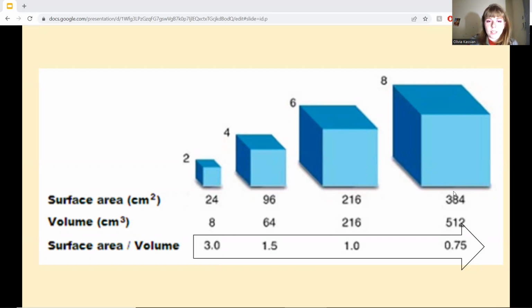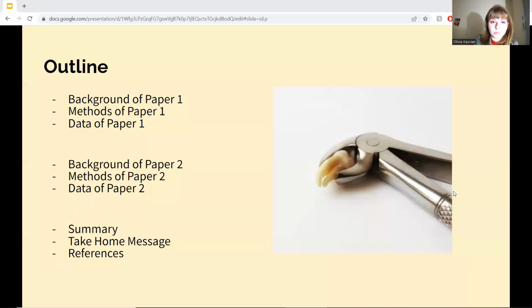How do big beasts like this of the world overcome this disadvantage? Nature has its tricks, and the one we'll be exploring today is stronger teeth. Keep this principle in mind as we move forward with the experimental studies, because it explains both the rationale behind their hypotheses and the point of their results.